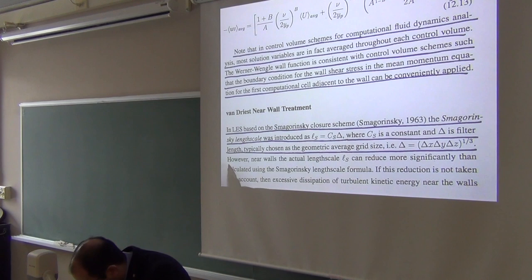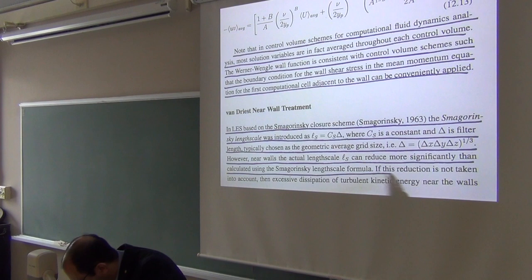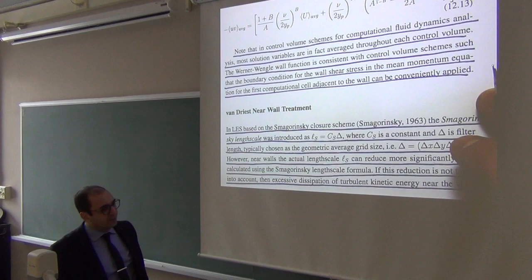Near walls, the actual length scale can reduce significantly compared to what is provided by the Smagorinsky length scale formula. If this reduction is not taken into account, then artificially excessive dissipation of turbulent kinetic energy occurs near the wall.